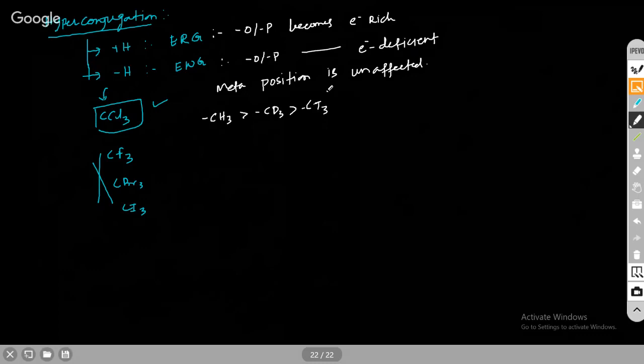Okay. Now, the application of this, you see, we are going to discuss now. Next slide, I'll write. Application of electronic effects, right? In this section, we are going to discuss the stability with respect to all the electronic effects.